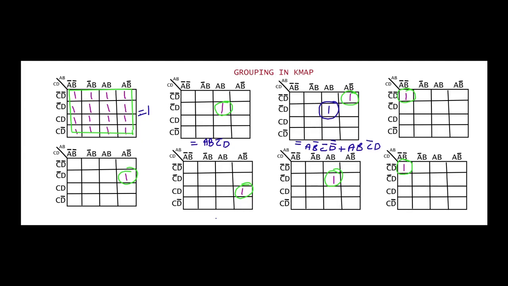So in this way I can group if I have single ones, and here also if I have a single one I can group here. The answer for this will be A bar, B bar, C bar, D bar, and here by grouping this single one I'll get A, B bar, C bar, D. Here I'll get A, B bar, C, D. Here I'll get A, B, C bar, D. And here I'll be getting A bar, B bar, C bar, D bar.